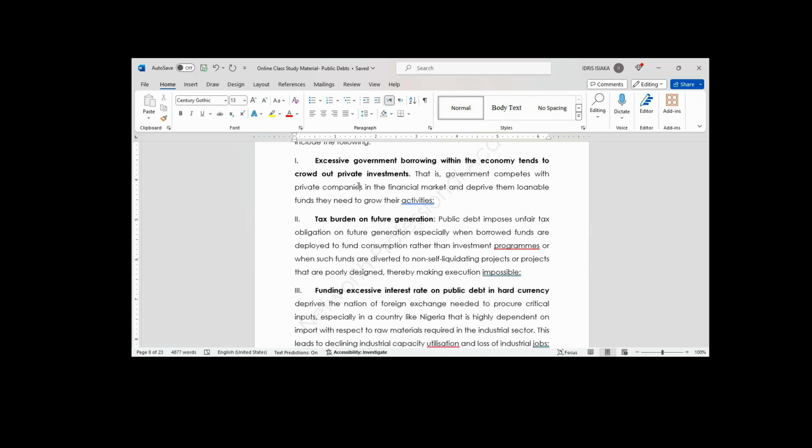Do you understand? Now, when government wants to pay back the loan, they will increase tax. Those future young children that don't benefit from what government used the money for will be the ones paying excess tax so that government can pay back the debt that they borrowed. So this one, tax burden on future generation, that is the meaning. Future generations will pay unfair tax. They will pay additional tax for a benefit that they don't derive.